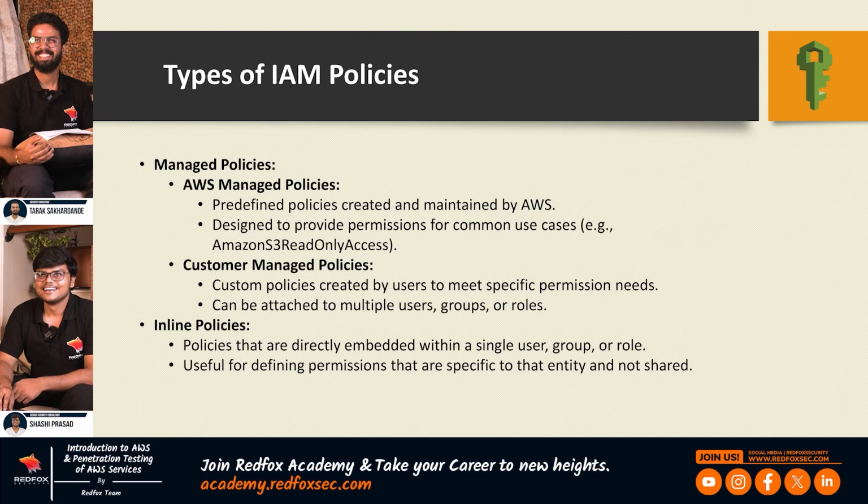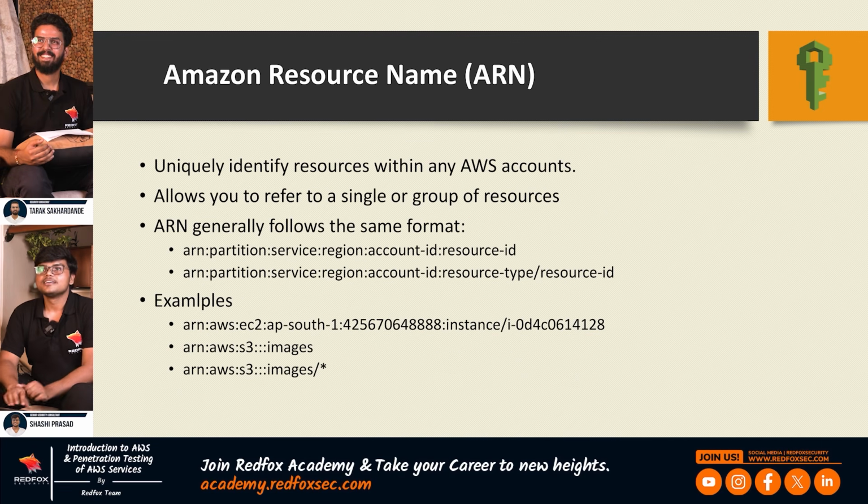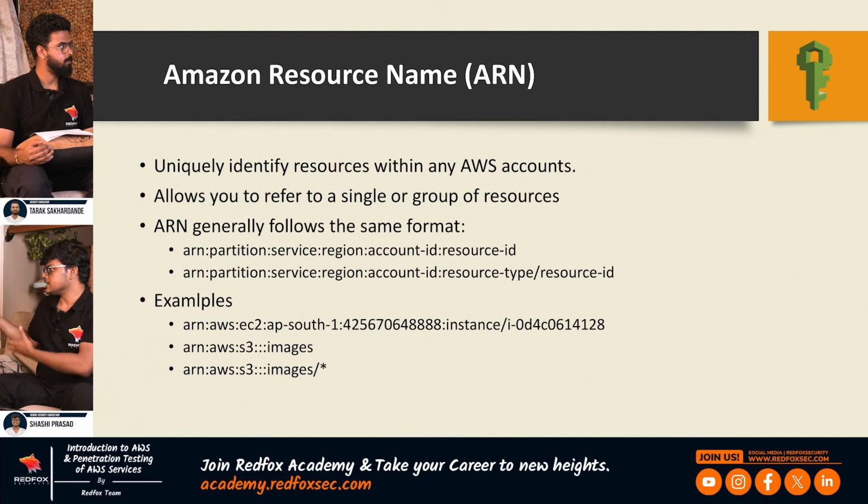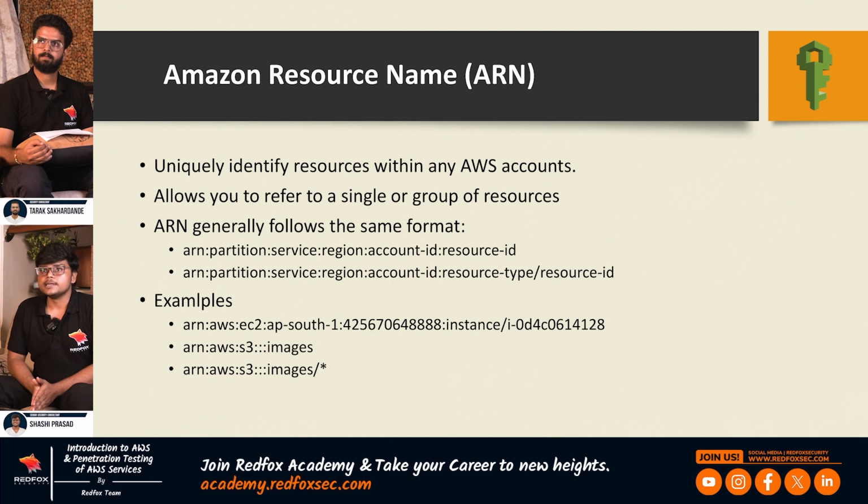That's true. Right. So now let's talk about Amazon Resource Name, short for ARN. ARN basically identifies a resource. There are lots of resources in AWS, right? So how can you uniquely identify them? You can uniquely identify using ARN. ARN is just a string which uniquely identifies a resource in AWS. And it is used to refer to a single resource or a group of resources.